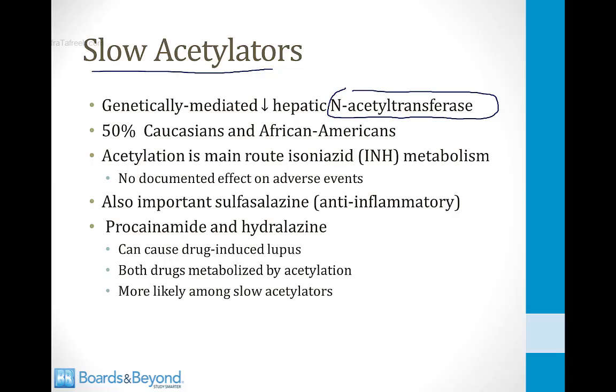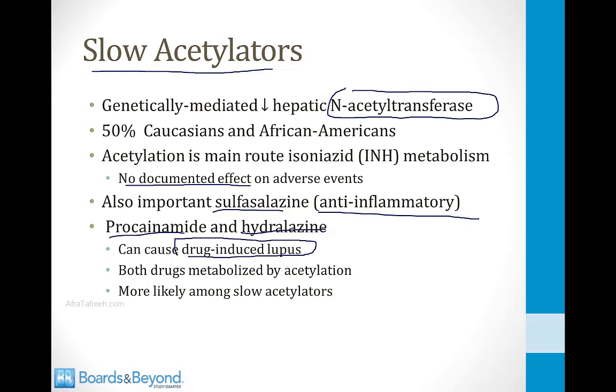Now, interestingly, there has been no documented effect on adverse events, so it's not clear what the relevance of this is, but certainly it does affect the metabolism of the drug. Acetylation is also very important for sulfasalazine, an anti-inflammatory drug. And it's also very important for metabolism of procainamide and hydralazine. And you may know that these two drugs are two of the drugs that can cause drug-induced lupus.